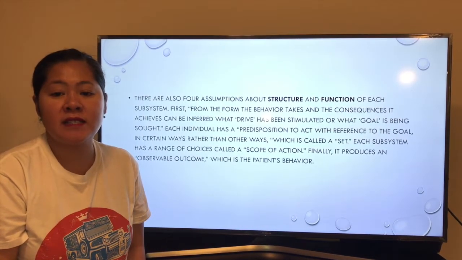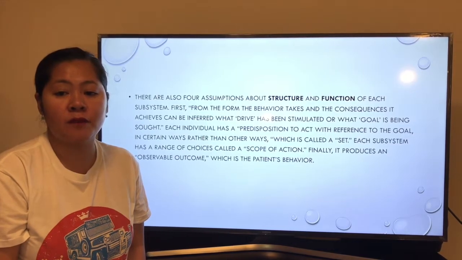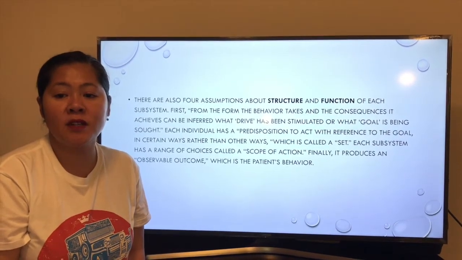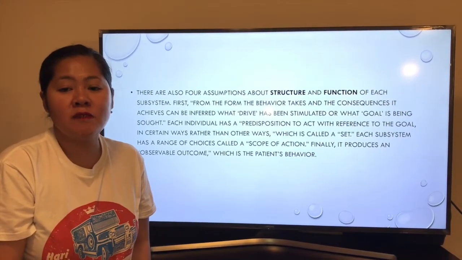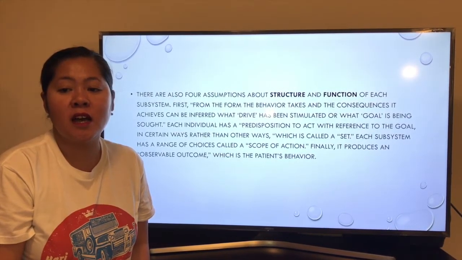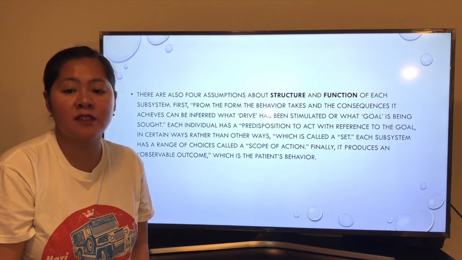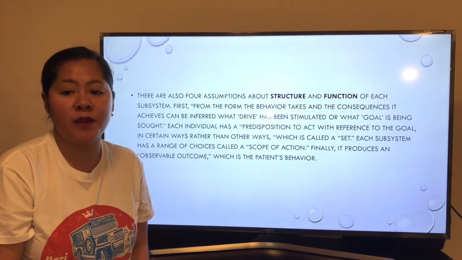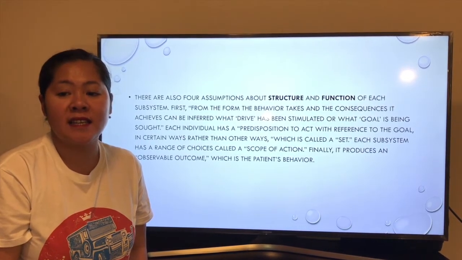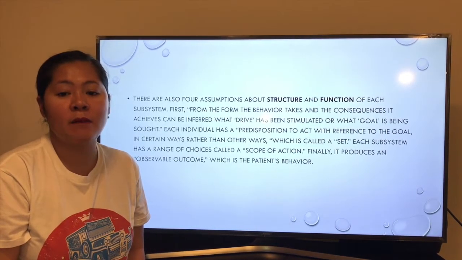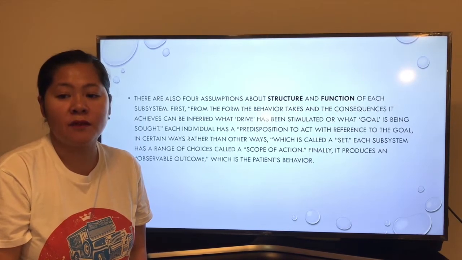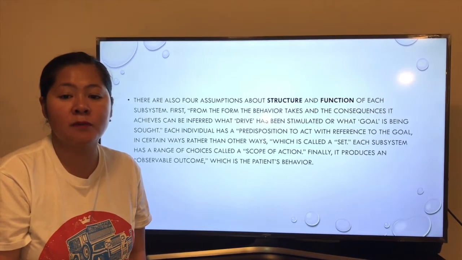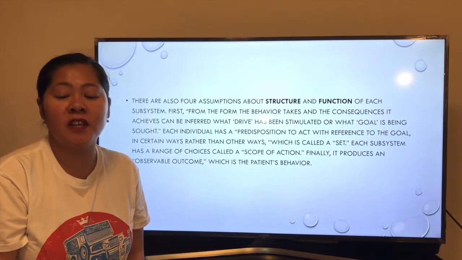There are also 4 assumptions about the structure and function of each subsystem. From the form the behavior takes and the consequences it achieves, it can be inferred what drive has been stimulated or what goal is being sought. Each individual has a predisposition to act, with reference to the goal, in certain ways rather than other ways, which is called a set. Each subsystem has a range of choices called a scope of action. Finally, it produces an observable outcome, which is the patient's behavior.